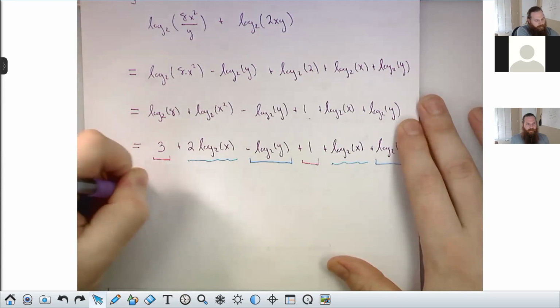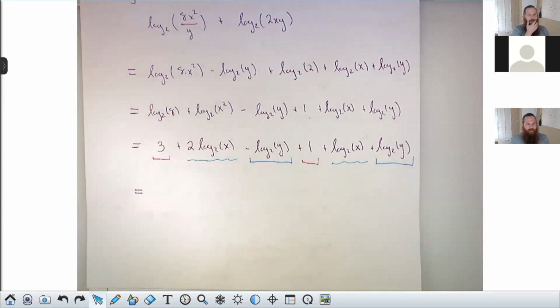So let's combine these like terms and see what we get. Of the 3 and the 1, the positive 2 log base 2 of x, positive 1 log base 2 of x, and then negative base 2 log of y, positive base 2 log of y. I will leave it to you guys from here.